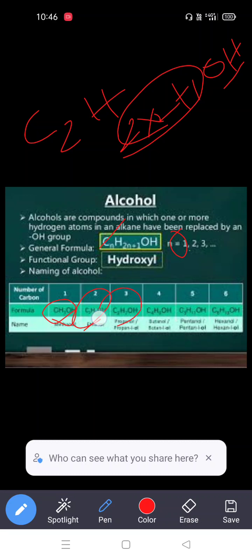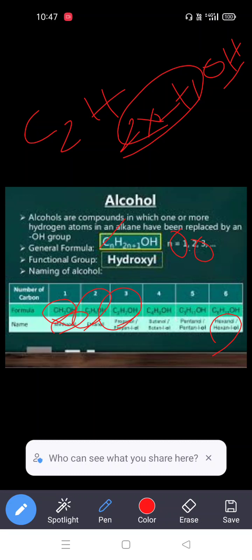And this is C3H7OH. So we can substitute n equal to 3. This way we can prepare from methanol to hexanol. This is the homologous series, where we increase one carbon every time. So this is about the alcohols.